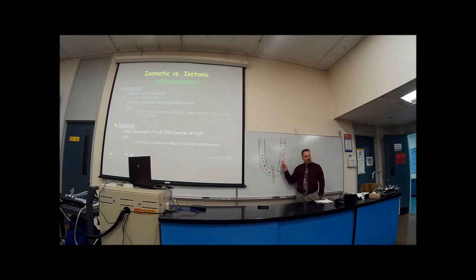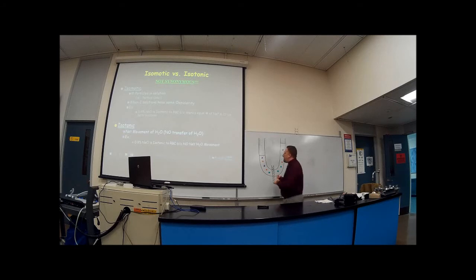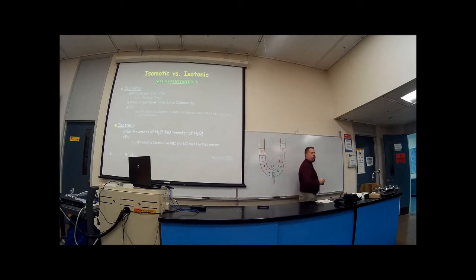So this is isosmotic because there's the same number of particles on either side, but it's not isotonic. It becomes isotonic after the movement happens. This will go up, this will go down, so that it moves like that. So that now there's going to be equal concentration on either side. Does that make sense? Now it's isotonic.